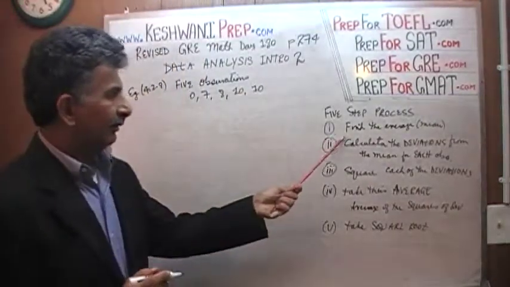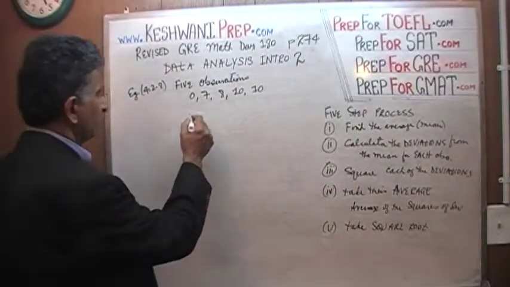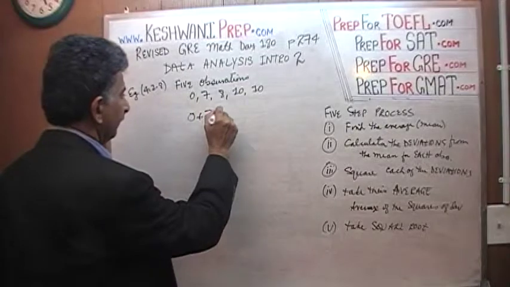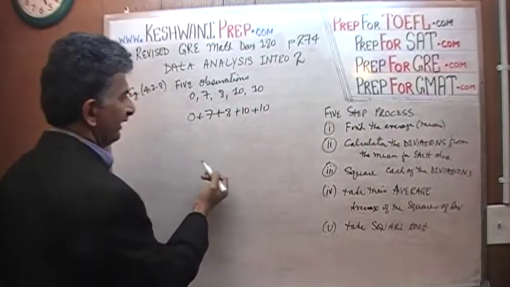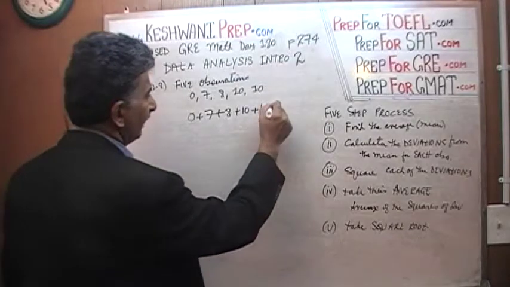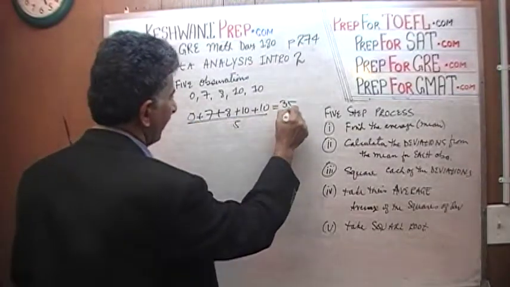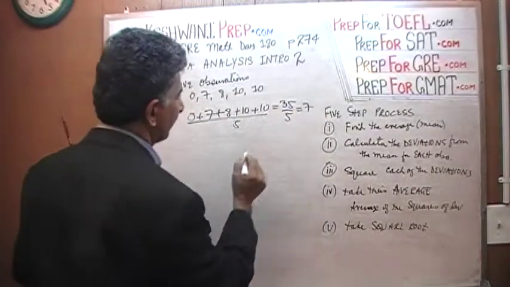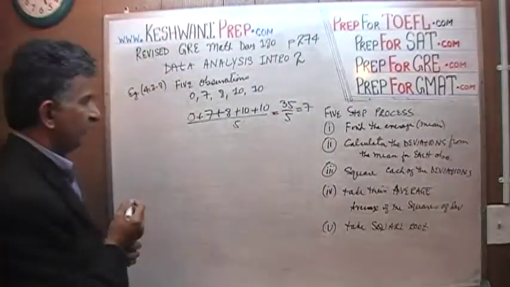Step number 1, find the average of these observations. So we're going to do that. The average of these observations is going to be 0 plus 7 plus 8 plus 10 plus 10. 7 plus 8 is 15, 25, 35. So it's this 35, and since there are 5 of them, you divide by 5. 35 divided by 5 is 7. That is the average of these 5 observations.